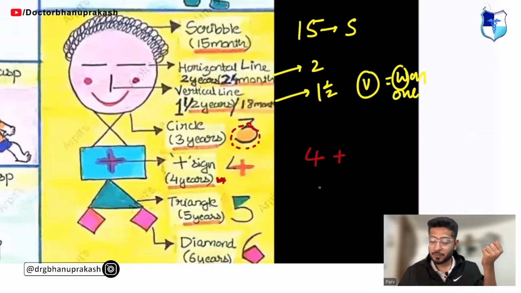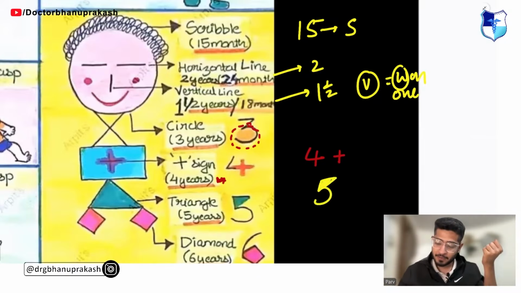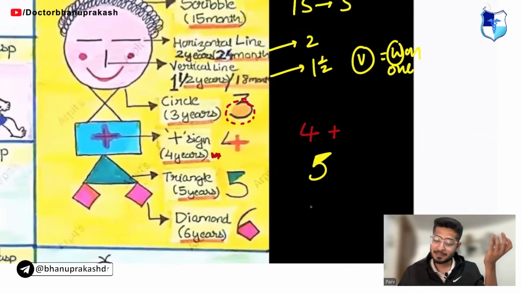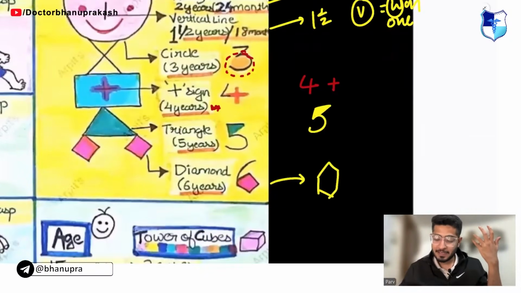Then triangle is going to be at 5. So please, triangle is not at 3. Triangle is actually at 5. So remember like this is 5, and this is something that I've covered. So remember, this is triangle at 5 years, and then diamond at 6 years. 6 reminds me of benzene. So benzene is more or less looking like a diamond. So you can remember diamond at 6 years.